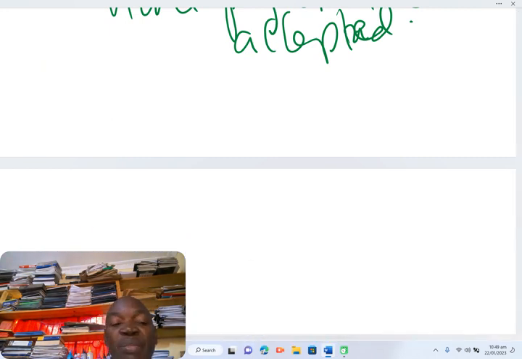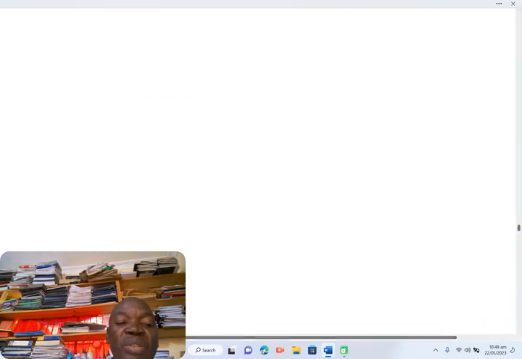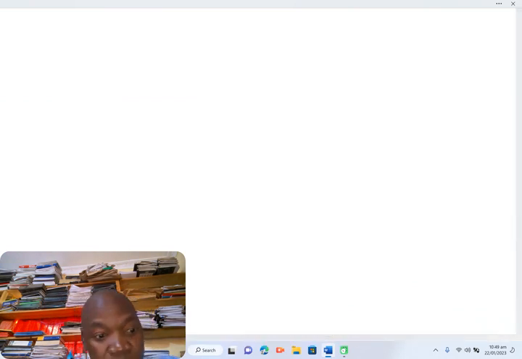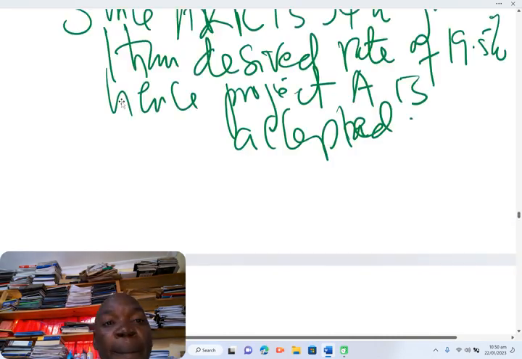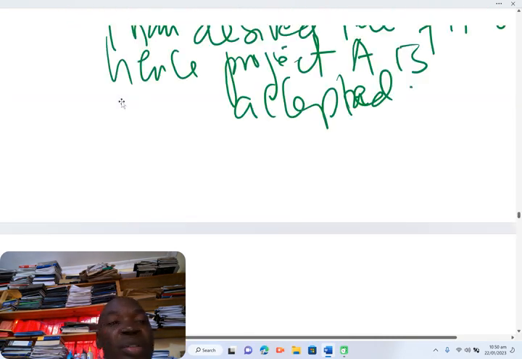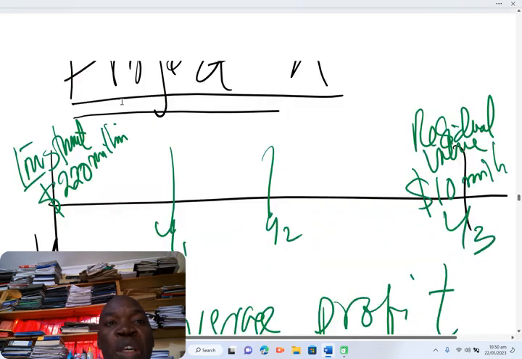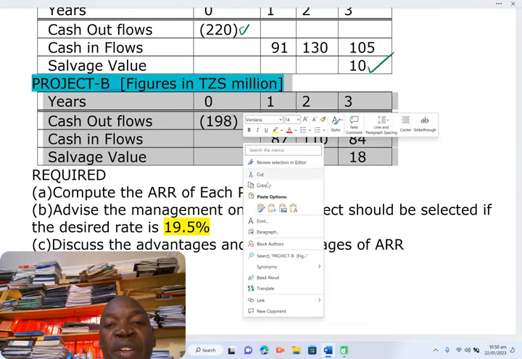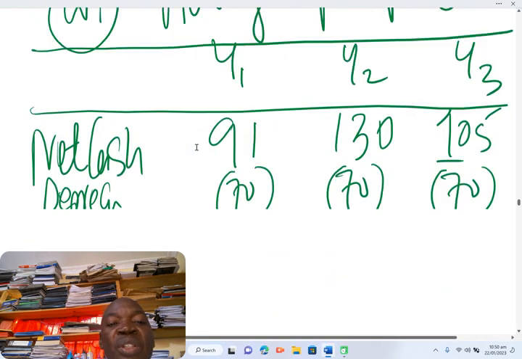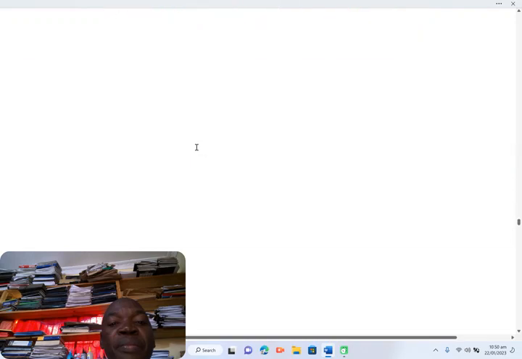Now let us see project B also, to make a comparison. Project B also has its information. Project B, this is the information we are having. So let us consider project B.